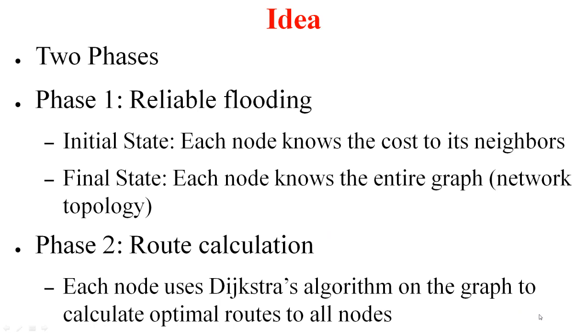Phase 1 is called reliable flooding, where to begin with, each node knows the cost only to its immediate neighbors. But finally, each node knows the entire graph, or the network topology. Once you have the entire graph, route calculations are rather straightforward. So this is part of phase 2. Each node can then use well-known and efficient algorithms like Dijkstra's algorithm on the graph to calculate the optimal path to all the nodes.